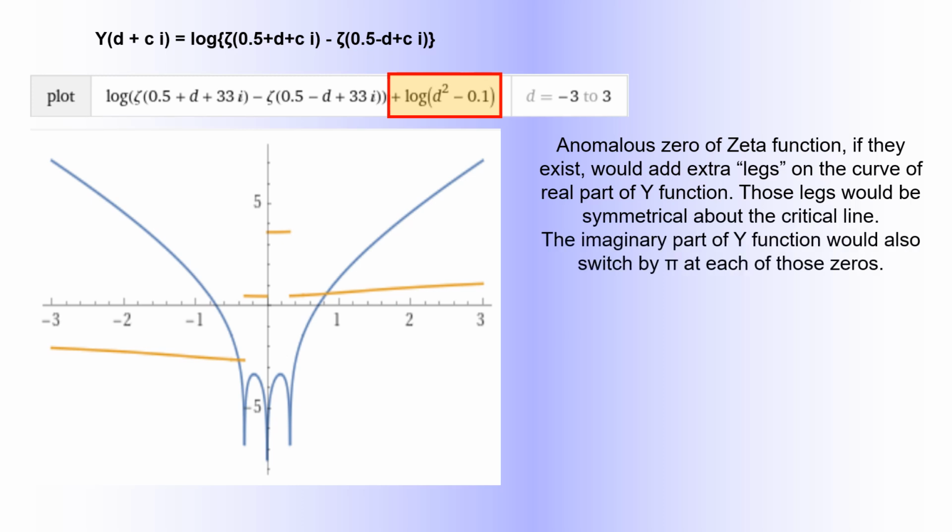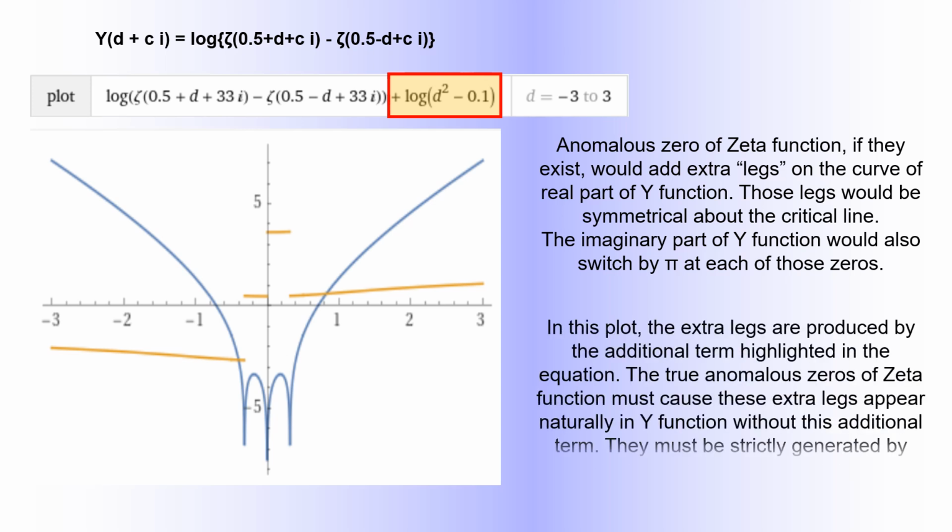Anomalous zeros of the zeta function, if they exist, would add extra legs on the curve of the real part of y function. Those legs would be symmetrical about the critical line. The imaginary part of y function would also switch by pi at each of those zeros. In this plot, the extra legs are produced by the additional term highlighted in the equation. The true anomalous zeros of the zeta function must cause these extra legs to appear naturally in y function without this additional term. They must be strictly generated by merely changing the value of c.